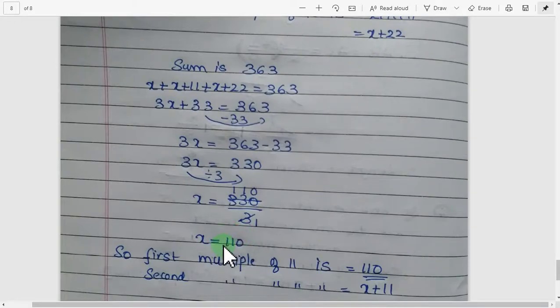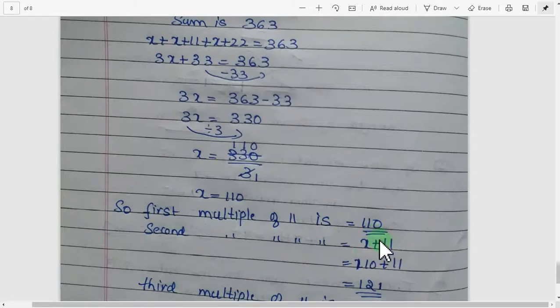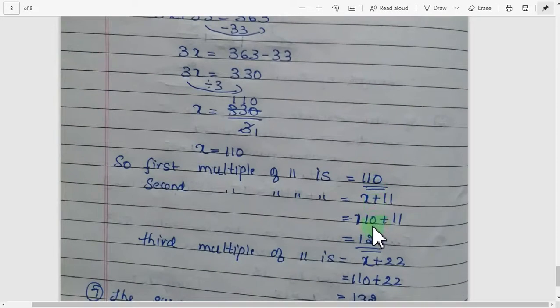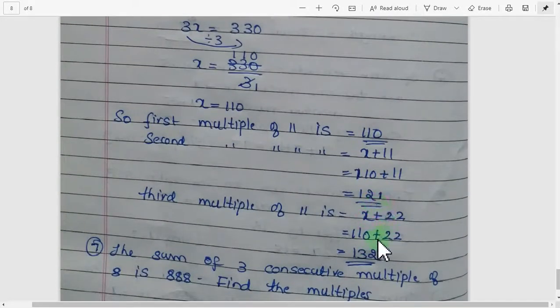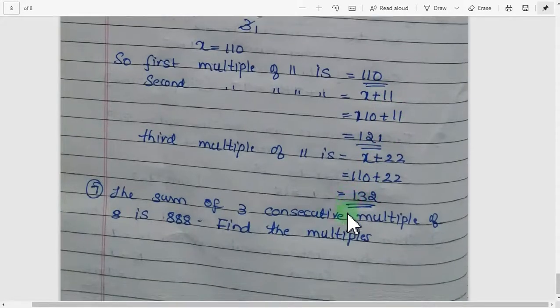Only x we got. Think and do. Read the question. We have to find three consecutive multiples. x is the first consecutive multiple, so 110. Second multiple is x plus 11. See, here we have considered x plus 11 as the second multiple, so we add 11 to the value of x, 122. Third multiple is x plus 22, so adding, 132. So these are the three consecutive multiples, 110, 121, 132.